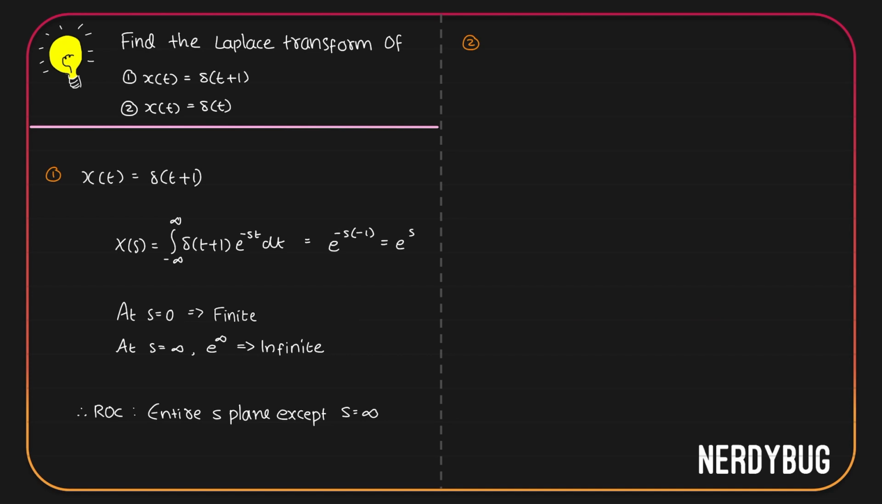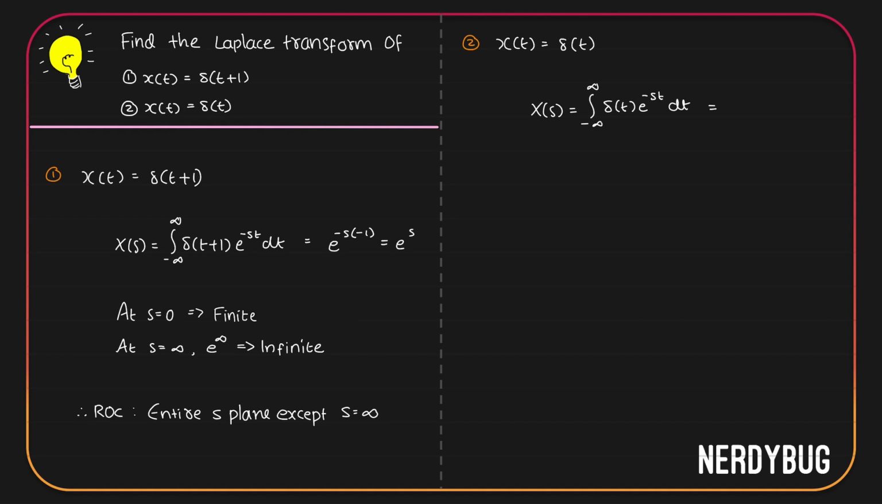Let's take the second one. We have x(t) equal to delta(t). Then X(s) will be the integral from minus infinity to infinity of delta(t) e^(-st) dt. Again, delta(t) only exists at t equal to 0, so we can take the value of this product at t equal to 0.